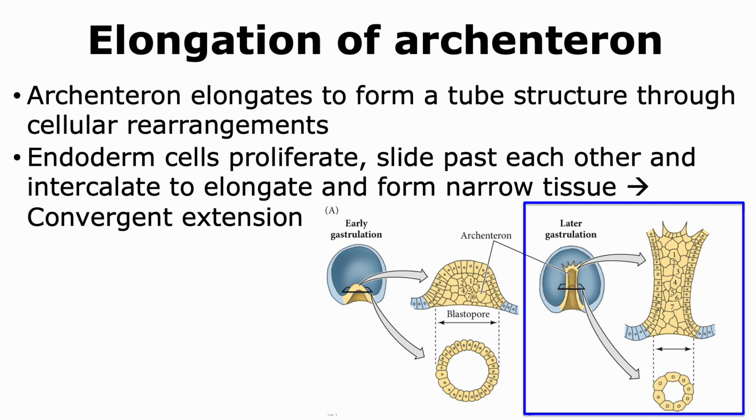narrower. So if we look at the size of the blastopore, it is much narrower compared to the figure that is right to its left side. This process where cells undergo intercalation to elongate and form a narrow structure is called convergent extension.